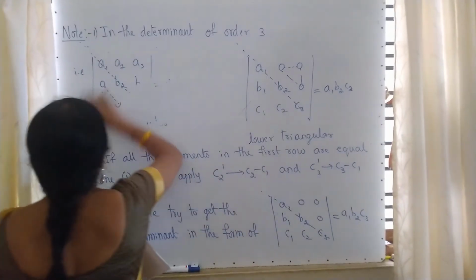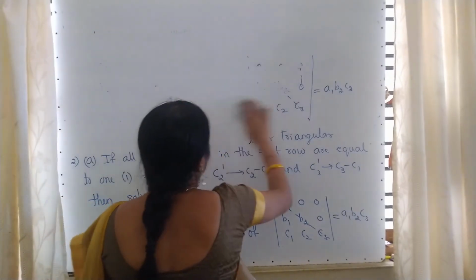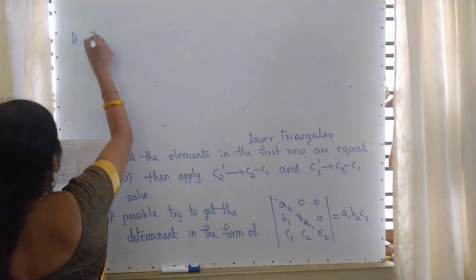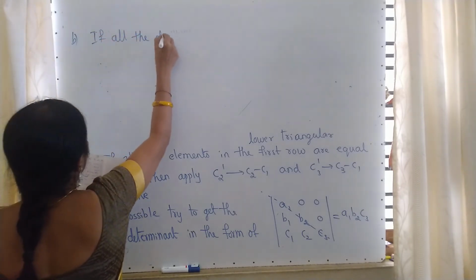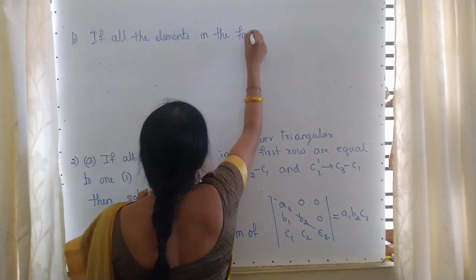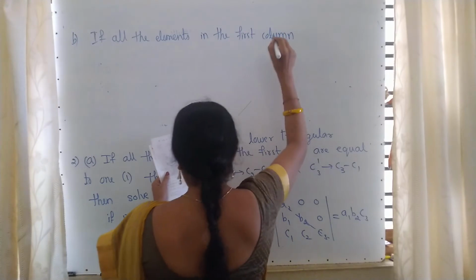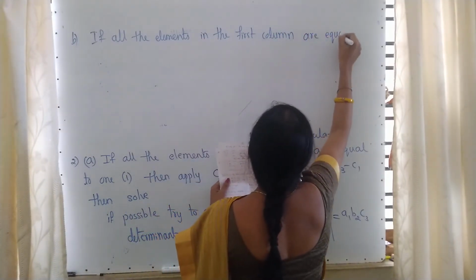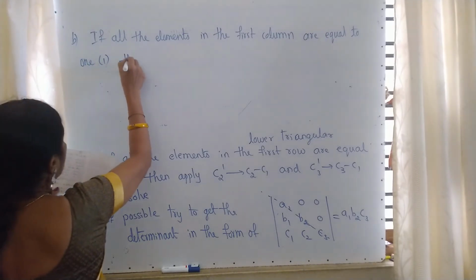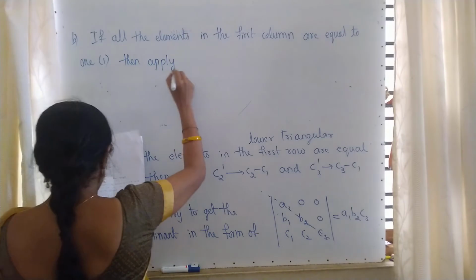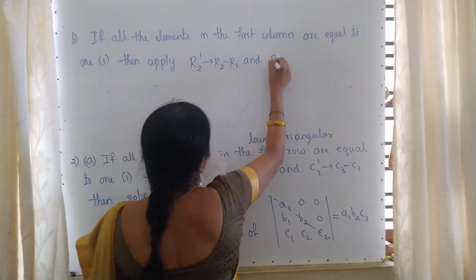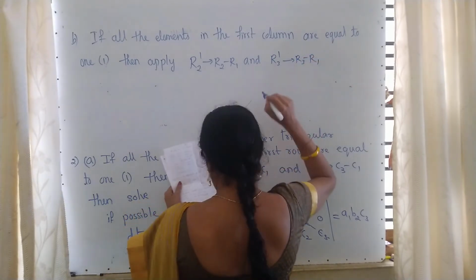Next, the second one in this category. If all the elements in the first column are equal to 1, then apply R2 dash as R2 minus R1 and R3 dash as R3 minus R1. Then solve.